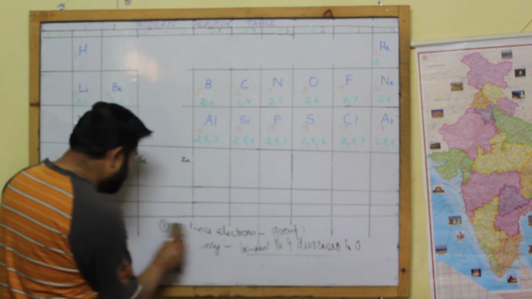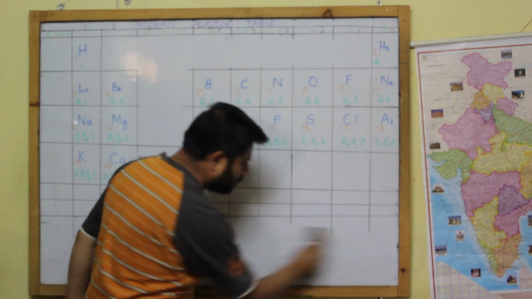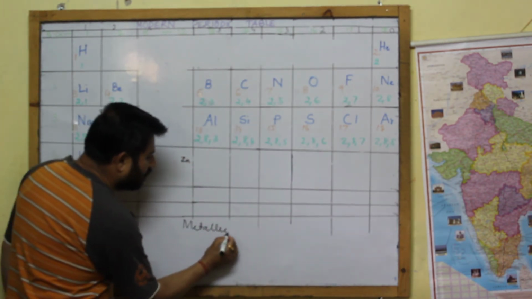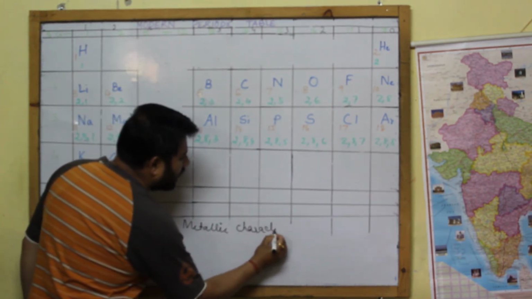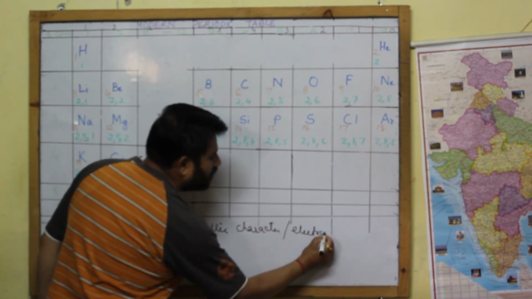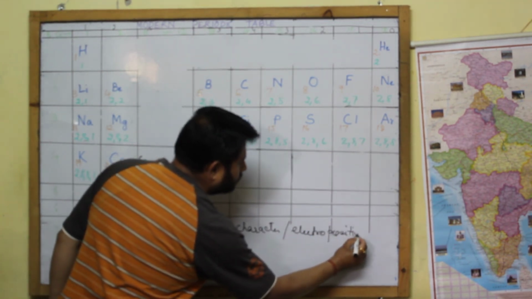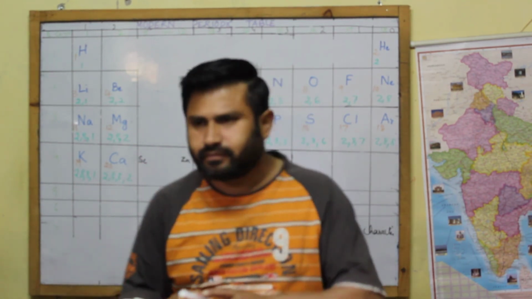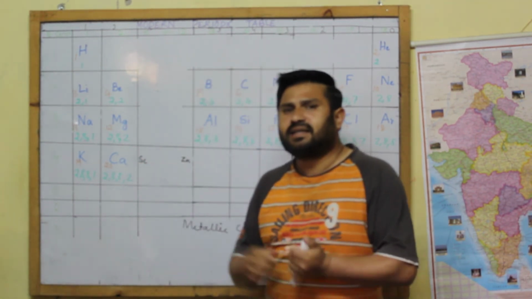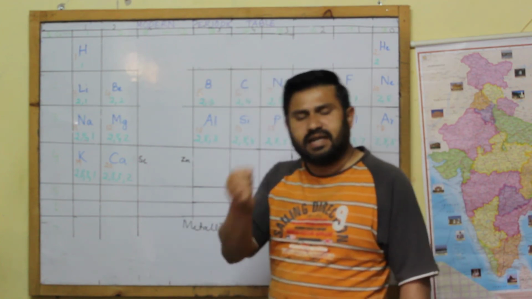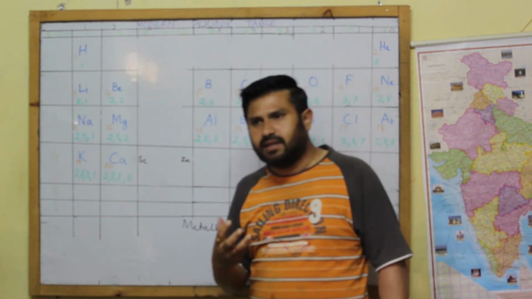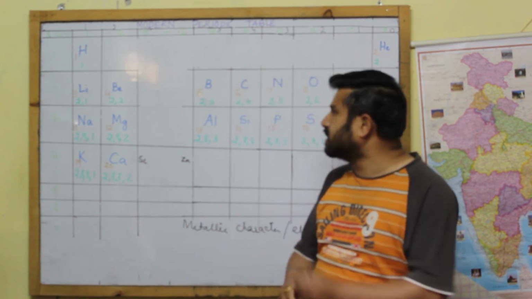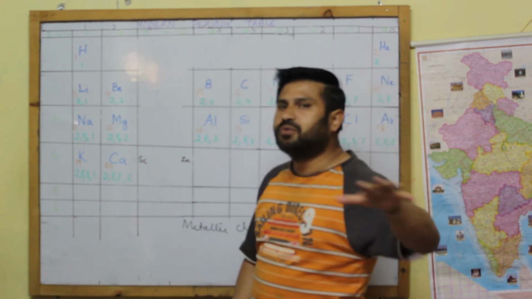Next, our important part is the metallic character. What happens to the metallic character as we move down a group? Metallic character can also be known as electropositive character. So what is metallic character? It is the tendency to donate electrons. Metals have the tendency to lose electrons. Metals are those elements which lose electrons. So which will lose electrons?